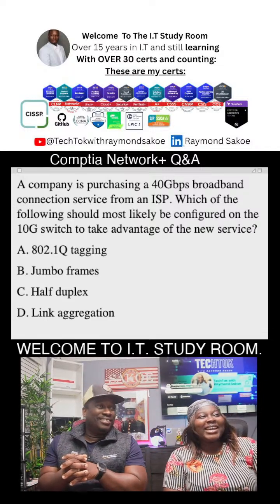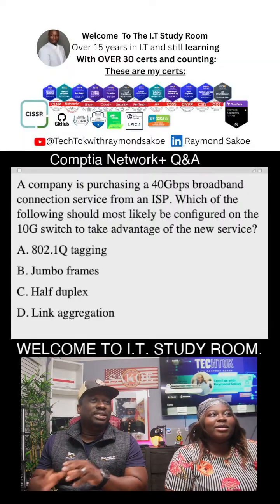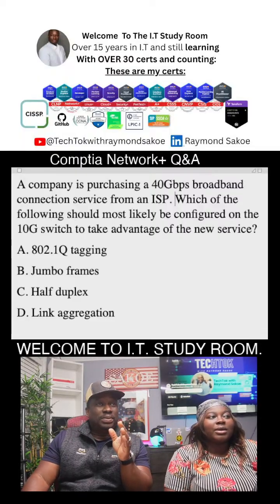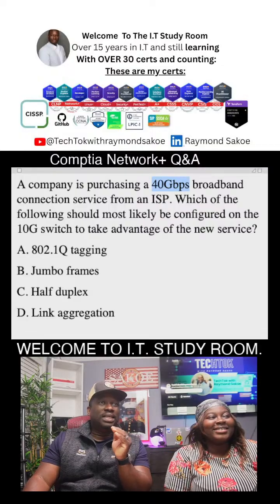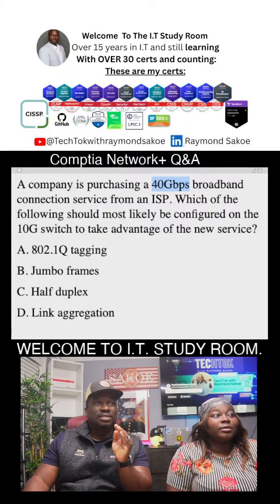Okay. All right. What's the answer? Okay. So, yeah. So, the answer will be D, right? D. So, it's saying that a company is purchasing a 40 gig bandwidth from the internet service provider. Which of the following should most likely be configured on the 10 gig switch, right?